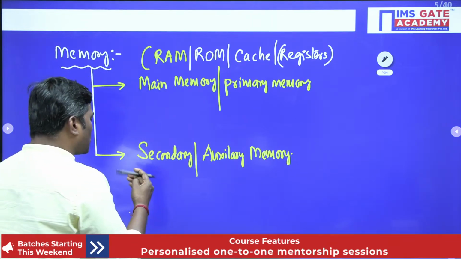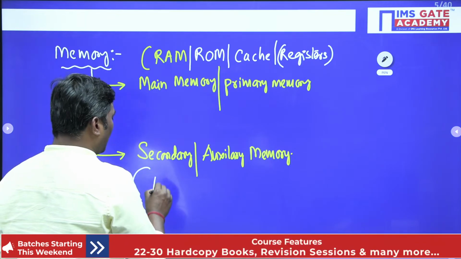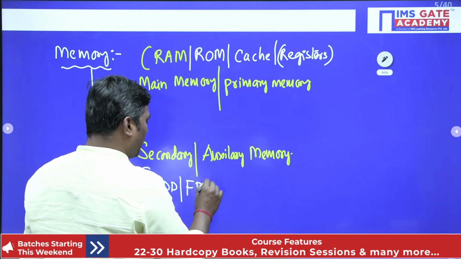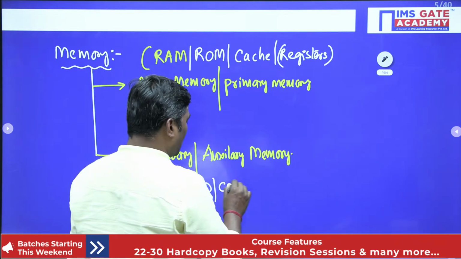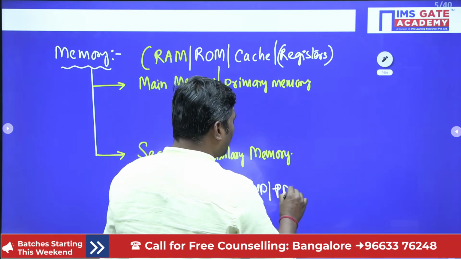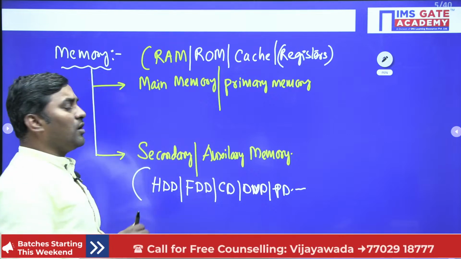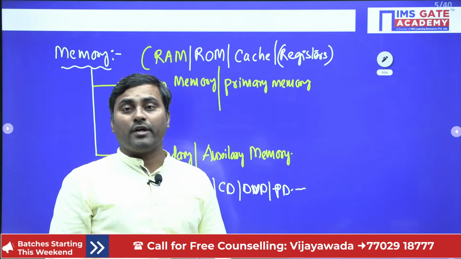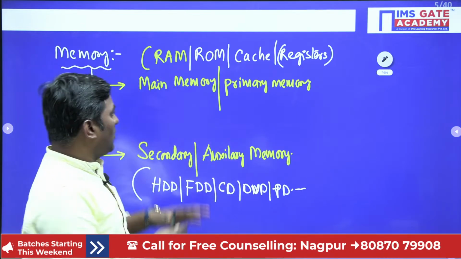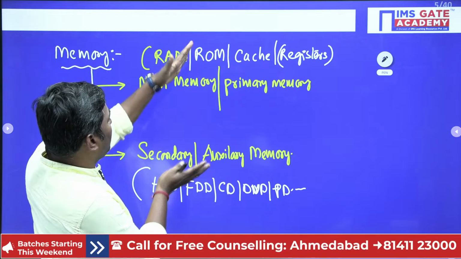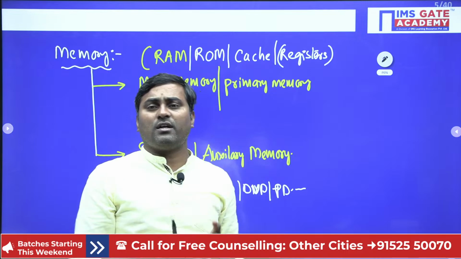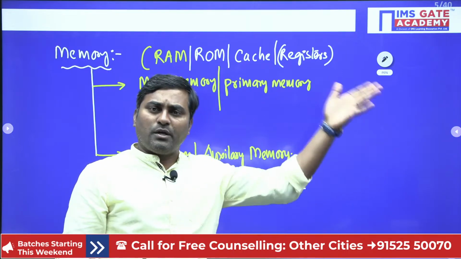When it comes to secondary memory, there are the well-known hard disk drive, floppy disk drive, compact disc, DVDs, or pen drives. Please understand, pen drives all come under secondary or auxiliary type memories. So you can ask me: sir, what is the distinction between main memory and secondary memory? On what basis are we classifying memory into primary and secondary categories?